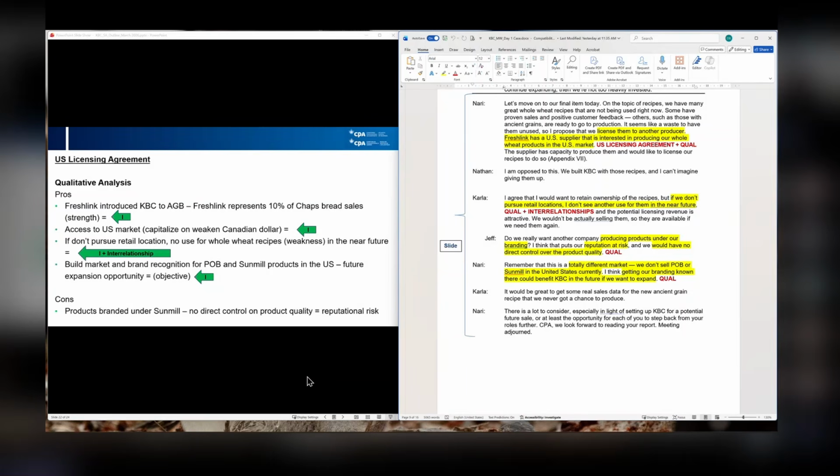A con is that the products are going to be branded under Sunmill and they're going to have no direct control on the product quality, which could negatively impact their reputation.